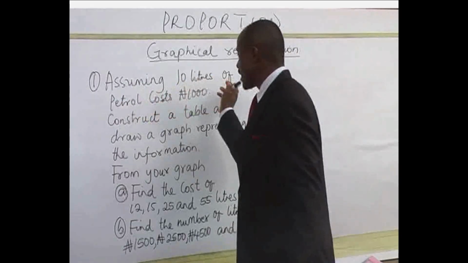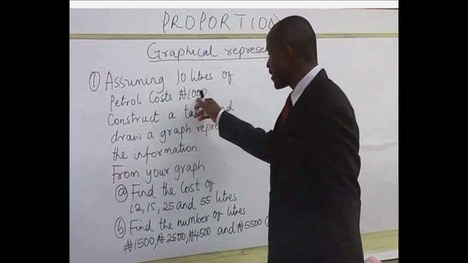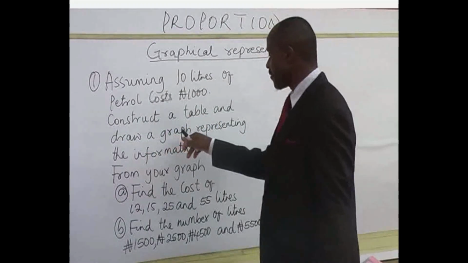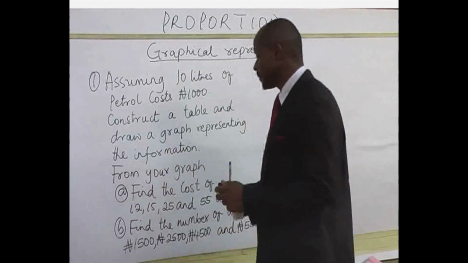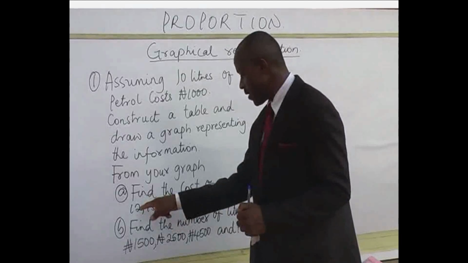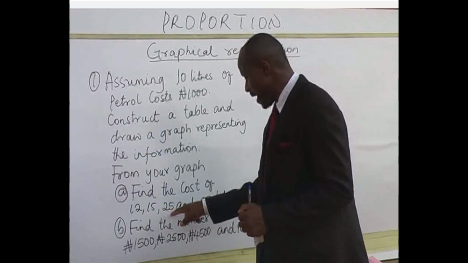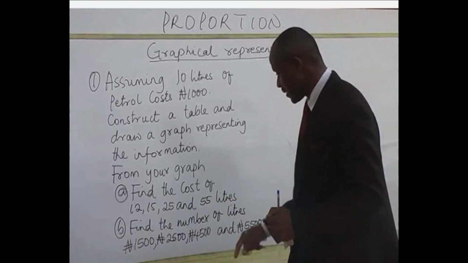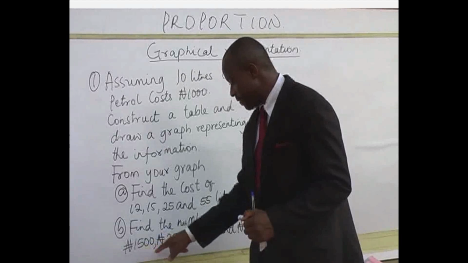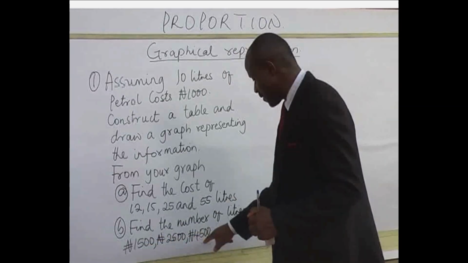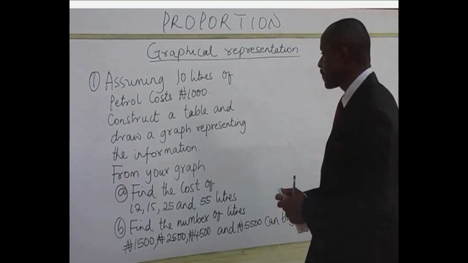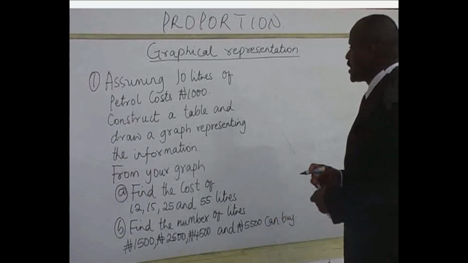Assuming 10 liters of petrol cost 1,000 naira, construct a table and draw a graph representing the information. Then from your graph, find the cost of 12, 15, 25, and 55 liters. B. Find the number of liters that 100, 200, 400, and 500 naira can buy. First of all, let's construct the table.